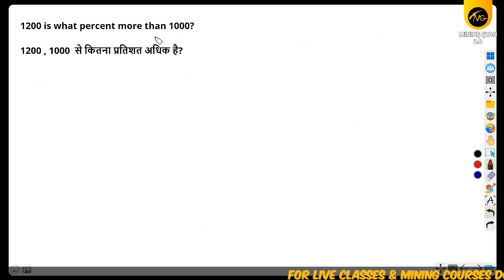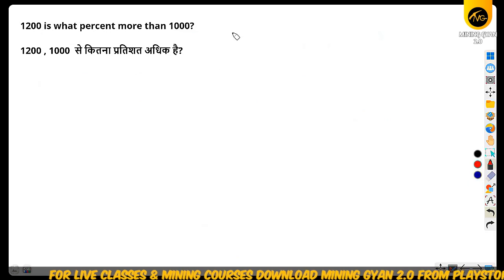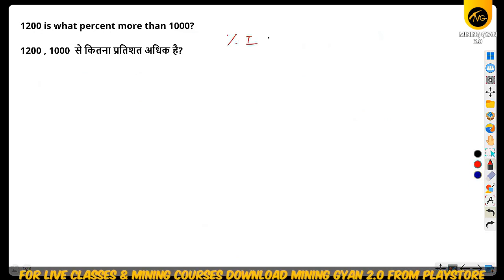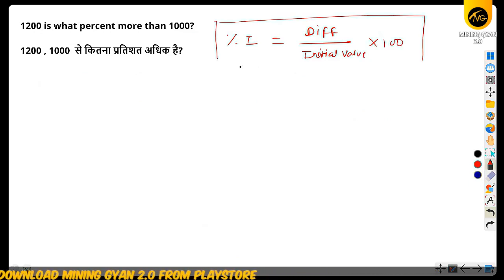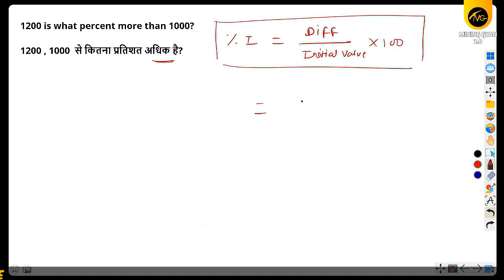1200 is what percent more than 1000? Now in this condition we have to find out the percent increment. So the formula will be the same. The percent increment is equal to the difference divided by the initial value, and multiply by 100. So 1200, 1000 से कितना प्रतिशत अधिक है, that means percent increment.